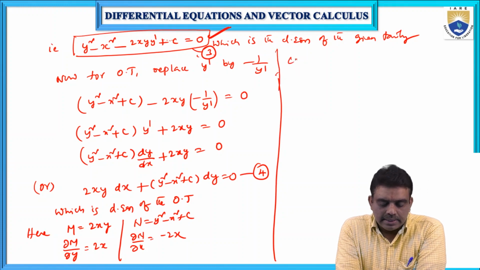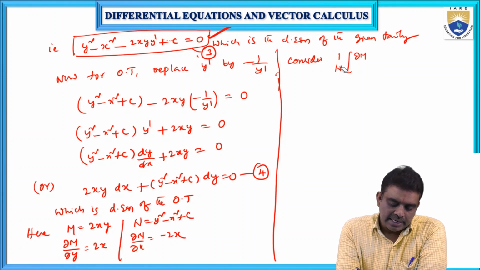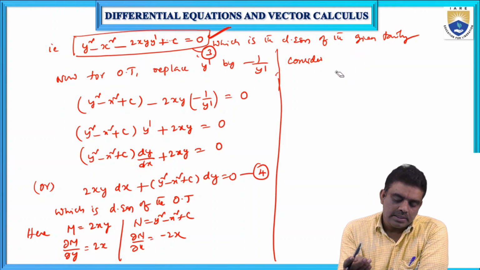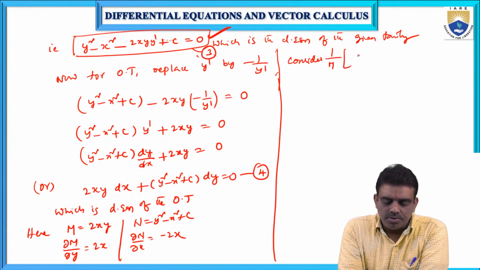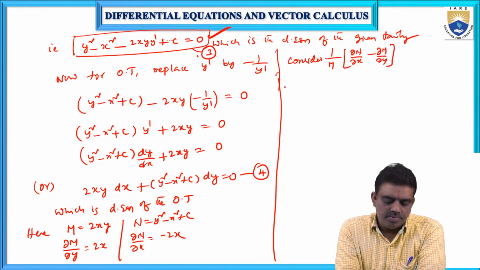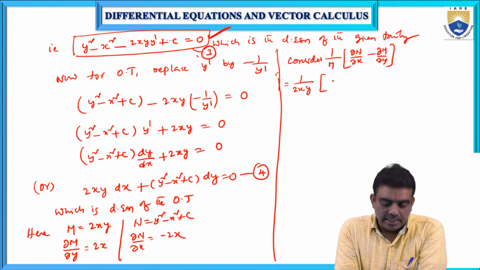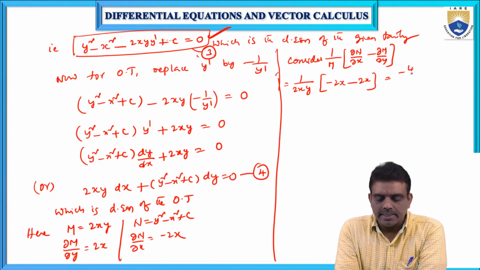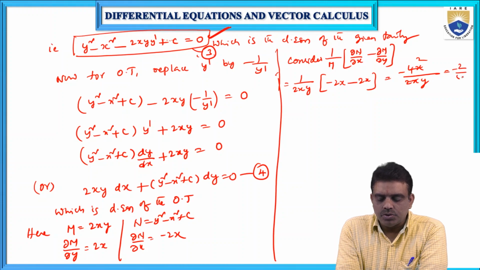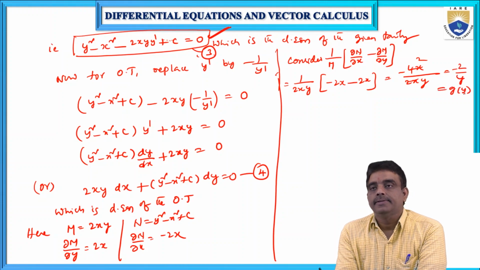Now consider 1 by M into dou N by dou x minus dou M by dou y. We know the integrating factor methods. I am considering 1 by M into dou N by dou x minus dou M by dou y value. That is 1 by M means 2xy, and dou N by dou x, that is minus 2x. Dou M by dou y, that is also 2x. So minus 4x by 2xy, or it is minus 2 by y. It is a pure function of y.